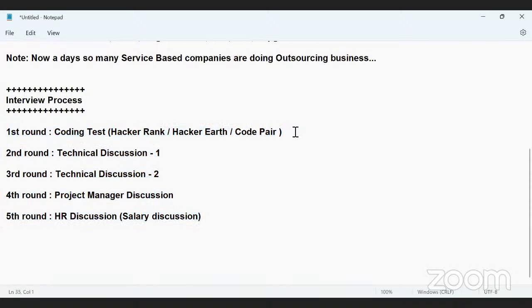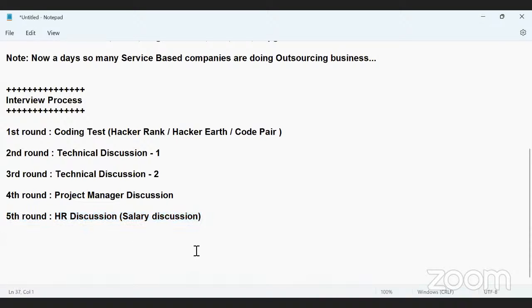In some companies, they may not keep the coding round and directly keep a technical discussion. In some companies, only one technical round will be available. In some companies, 2 technical rounds will be available. Are you guys getting my point? Project manager discussion will be available. HR discussion will be available, which is nothing but salary discussion. What is your current package? How much package are you expecting? What is your notice period? When can you join? All the details will be discussed in the HR round.